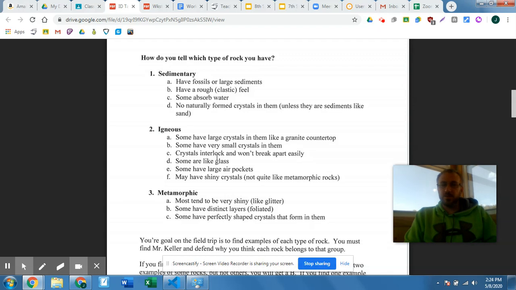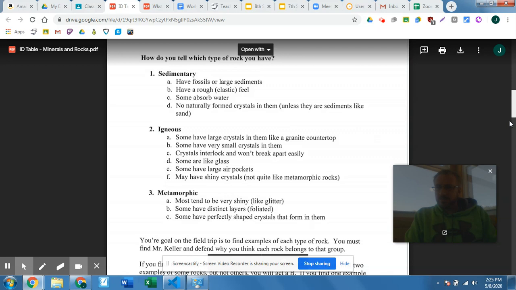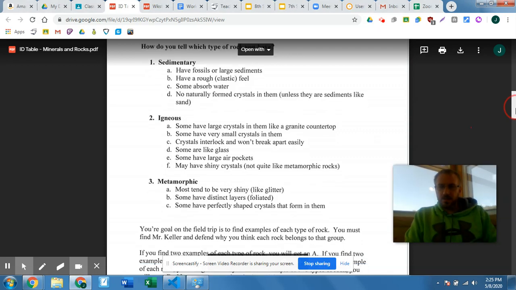And this is the key here. The crystals interlock. So you can't chip away at the crystals to get like a nice little gemstone out of it. They cooled and formed around each other, so they're all interlocked and you can't like pull them apart. Some are glass-like, like obsidian. Some have large air pockets, like the one that I shoved in the 5-gallon bucket and it floated. And they may have shiny crystals. Okay.